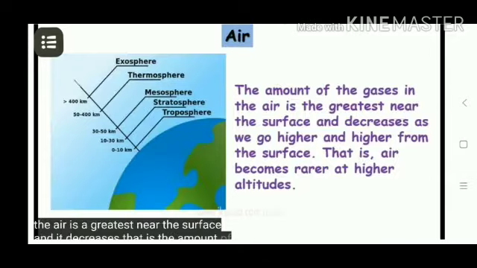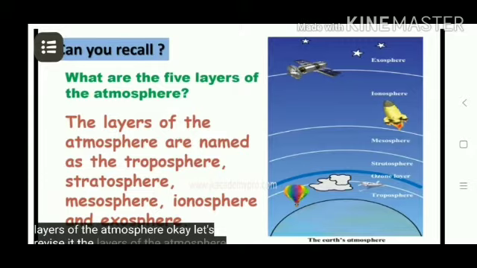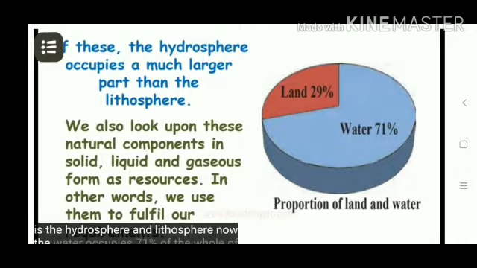Now see students, the amount of the gases in the air is the greatest near the surface and decreases as we go higher and higher from the surface. That is, air becomes rarer at higher altitudes. Observe the diagram. You can see from the exosphere to the troposphere. Can you tell me, students, the 5 layers of the atmosphere? Yes, they are troposphere, stratosphere, mesosphere, ionosphere and exosphere.